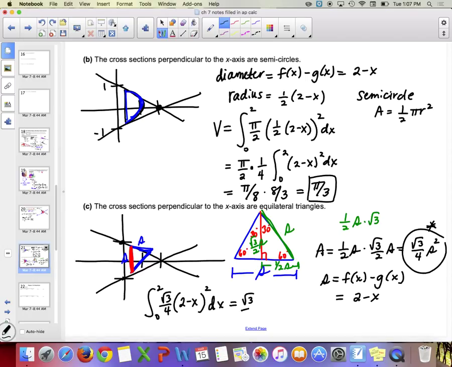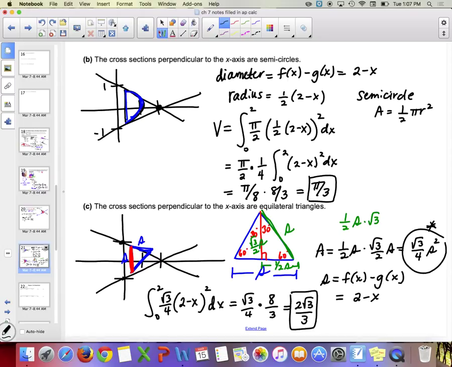So again, we've already found that the integral of 2 minus x squared from 0 to 2, that was 8/3. So our answer ends up being 2 root 3 over 3, because the 8 and the 4 reduce down to 2. That's it. All right, so any questions on any of this?